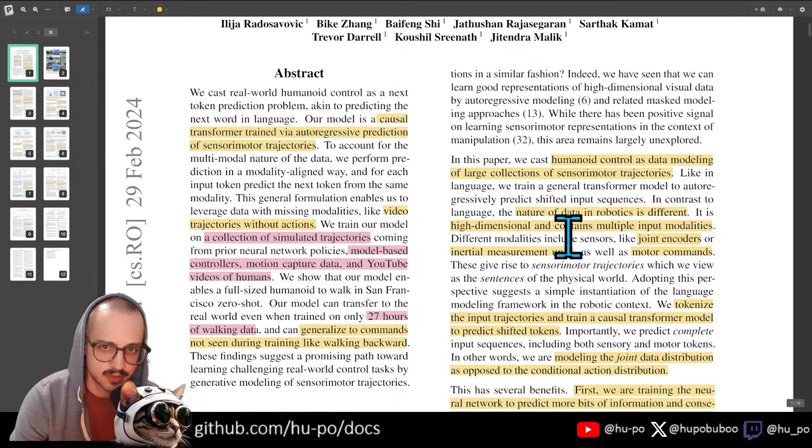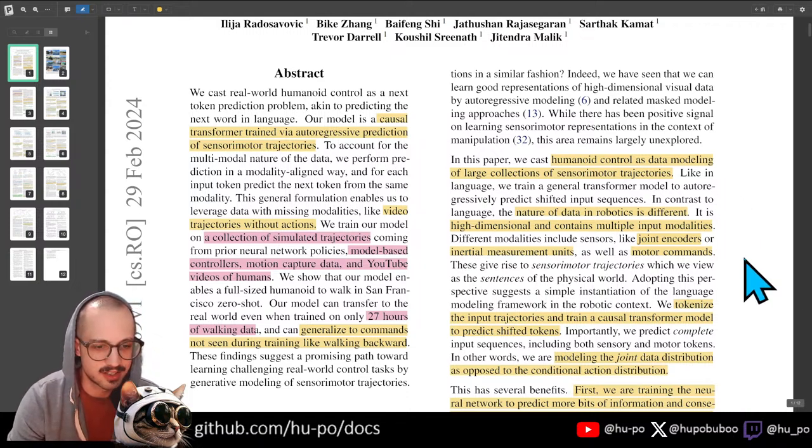Okay. Here in the introduction, humanoid control as a data modeling problem of large collections of sensory motor trajectories. The nature of data in robotics is different. Robotics data is usually high dimensional and contains multiple input modalities, right? Usually we're used to thinking about modalities as text versus images versus audio, but joint positions is a modality. Joint torques is a different modality. Six-DOF position is a modality, right? There's a lot of different weird niche modalities in robotics, and oftentimes you have to deal with all of them.